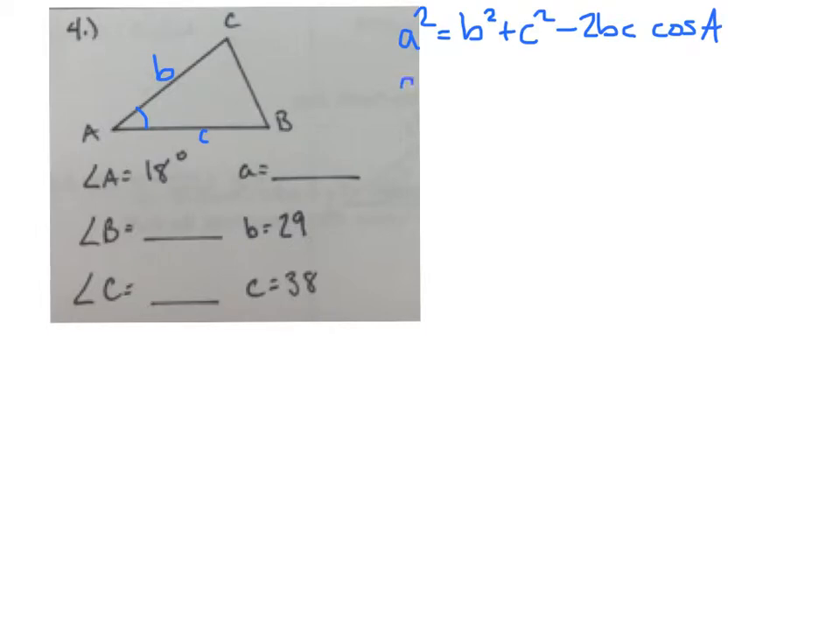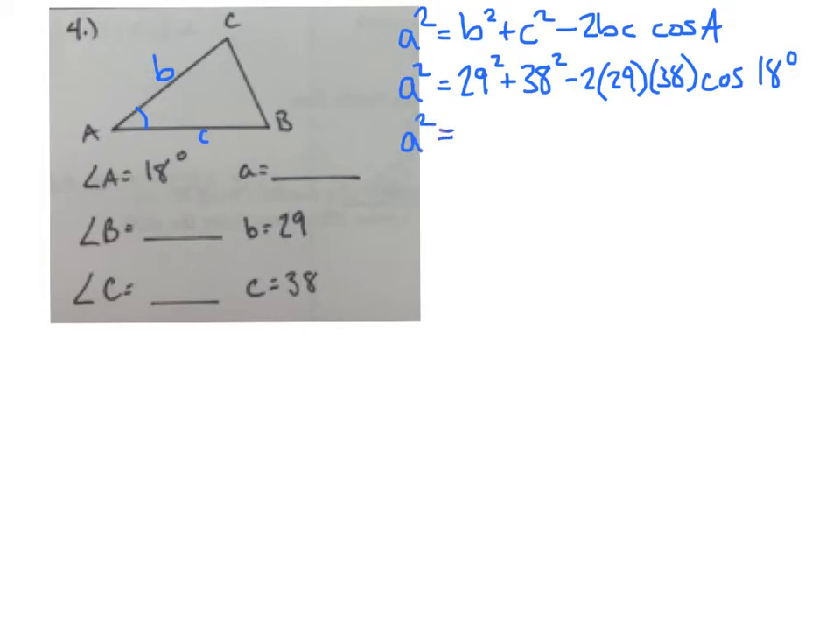And it's just a matter of plugging everything in. So b is 29, c is 38, and then it's cosine of A being 18 degrees. Now this is just one big long expression that we can plug into our calculator. So take a second to do that. Make sure you're in degree mode because of the 18 degrees, and just calculate that.